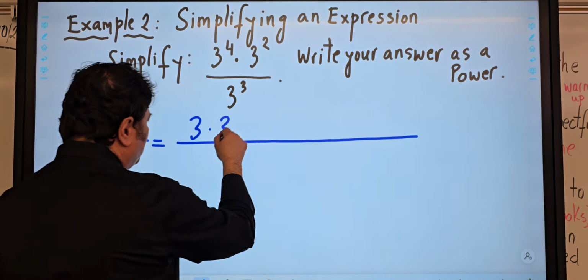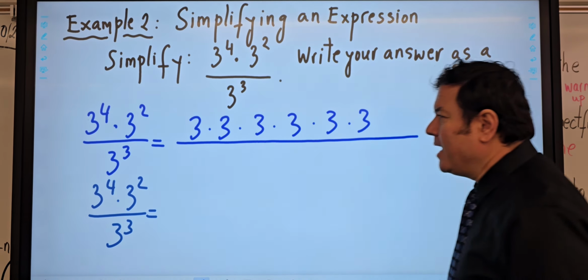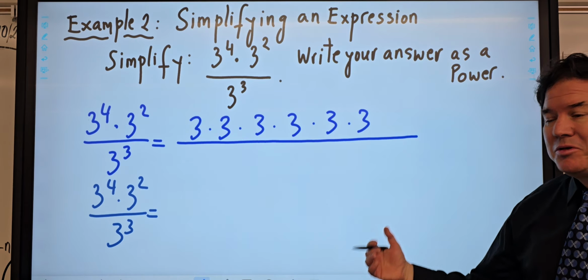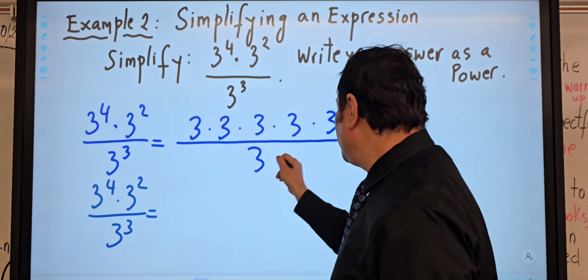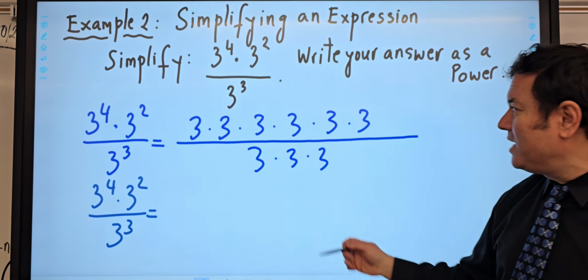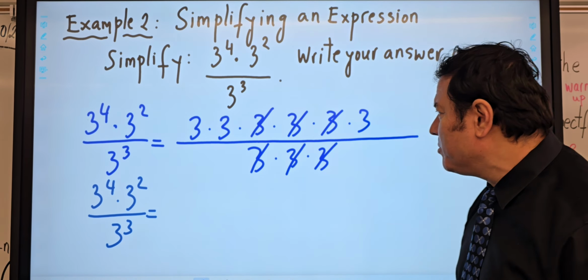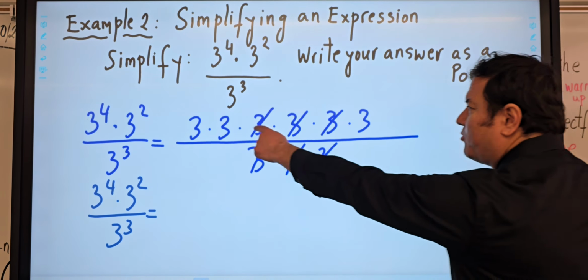So 3 times 3 times 3 times 3 times 3 and times 3. And on the bottom we have 3 times 3 times 3. And now if we simplify it, we can cancel 3 3s from the top and 3 3s from the bottom, and we end up with 3 times 3 times 3, or we can say 3 to the power of 3. This is the extended form.